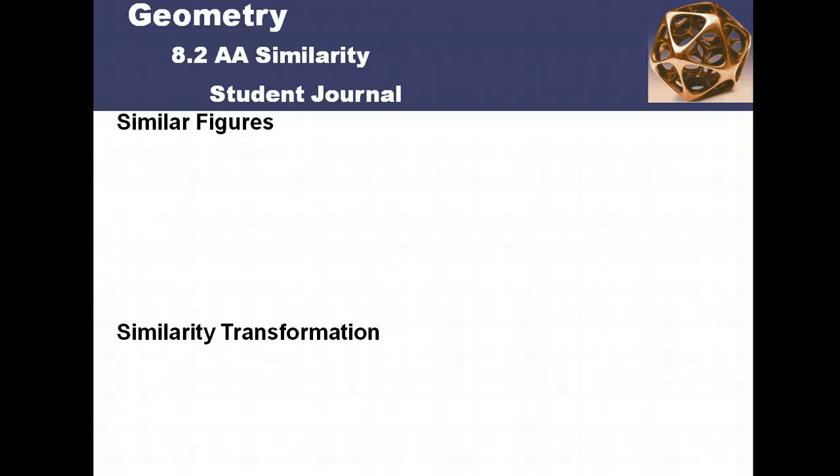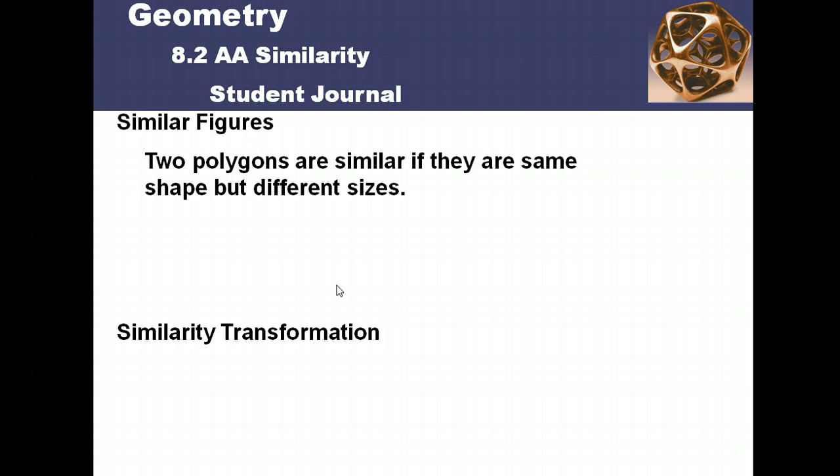Okay, we're doing lesson 8-2, which is angle similarity, and this is student journal page 228. So go ahead and open your student journals to page 228. So remember our definition of similar figures is two polygons are similar if they are the same shape but different sizes.